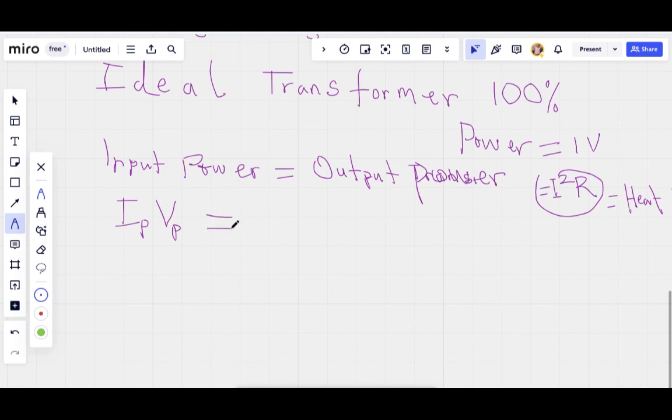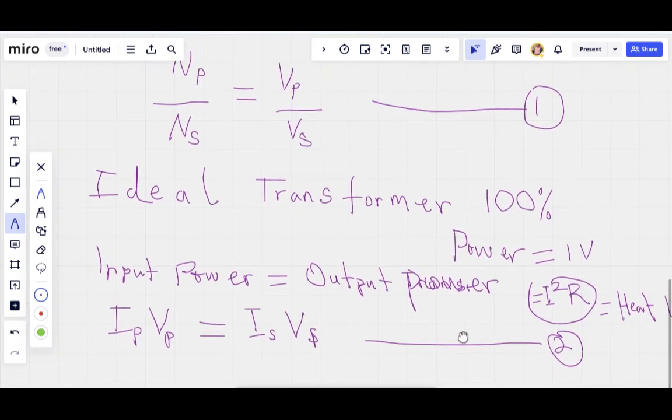But in the ideal situation, let's assume there's nothing lost. Theoretically, we say IP VP is equal to IS VS. So these are equation 2 for the transformer. These are the only two equations you need to solve problems in transformers.